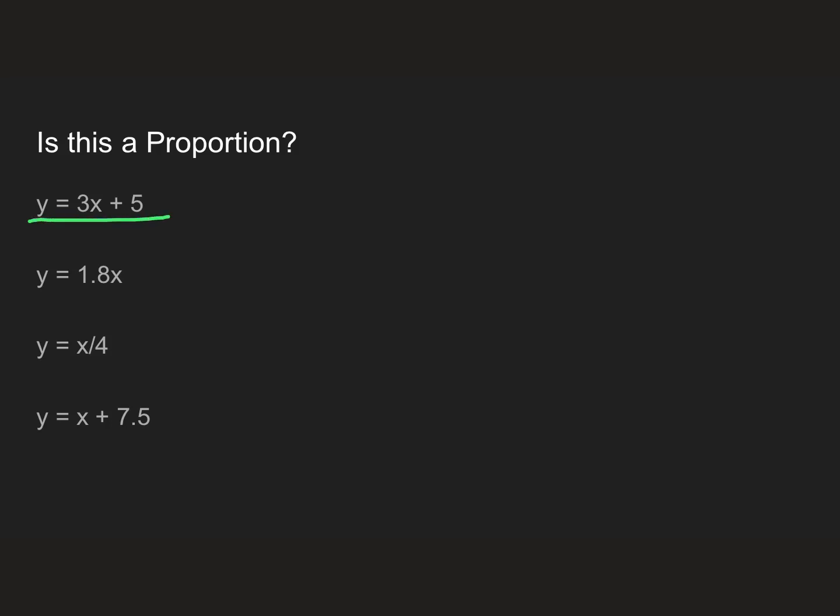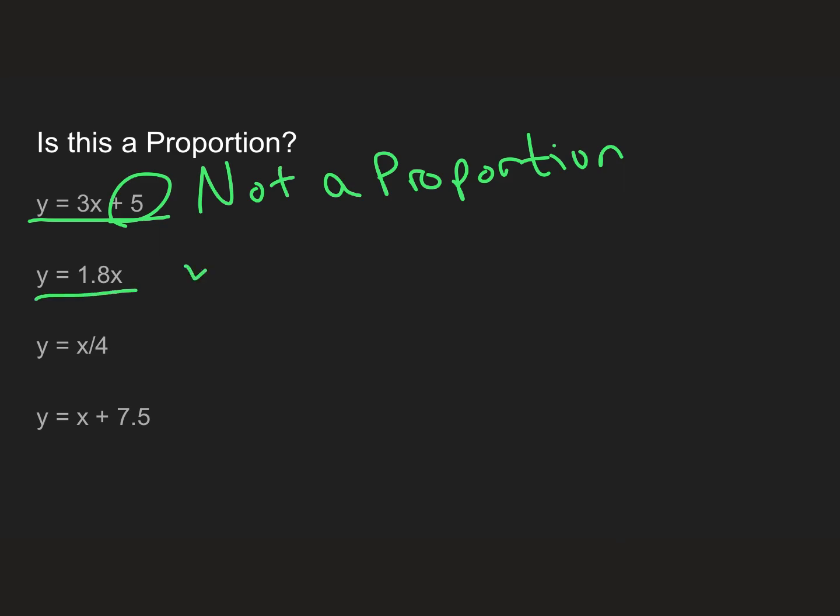Y equals 3x plus 5. This one is not a proportion because we added to it. Remember, they have to have nothing added. Not a proportion because of the plus 5. This is a proportion. 1.8 is our COP.